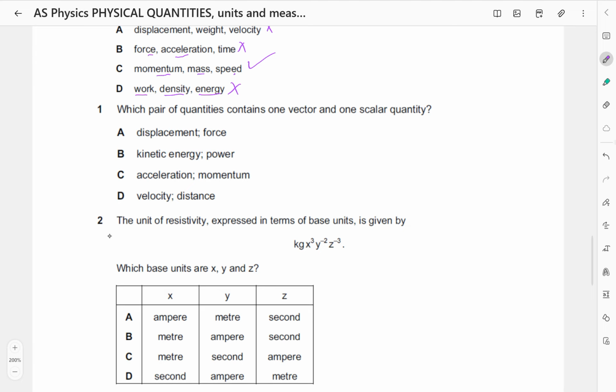Which pair of quantities contains one vector and one scalar? Displacement is a vector, force is a vector, that is out. Kinetic energy is a scalar, power is a scalar, that is out. Acceleration is a vector, momentum is a vector, that is out. Automatically our answer is D. Velocity is a vector, distance is a scalar.